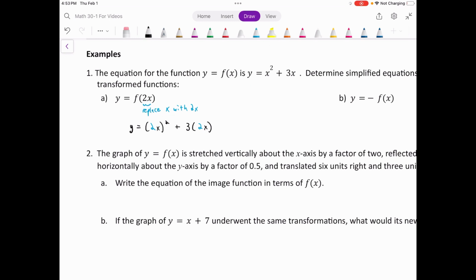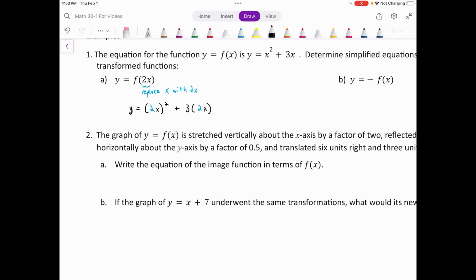2x in this case. So simplifying that out, 2x squared, well, 2x times 2x, 2 times 2 is 4, x times x is x squared, plus 3 times 2x, well, 3 times 2 is 6x. So y equals 4x squared plus 6x. There we go. That's the transformed equation, right? If I were to horizontally stretch this by a factor of 1/2, it would end up looking like the parabola y equals 4x squared plus 6x. Cool, right?